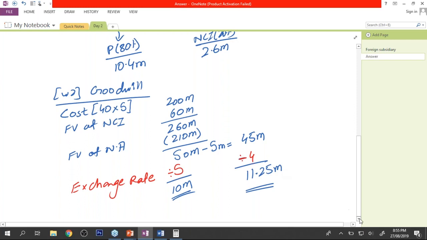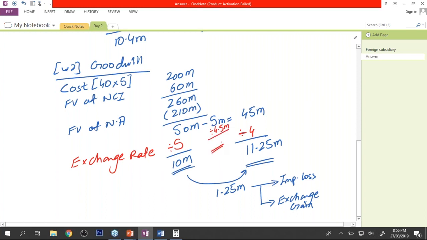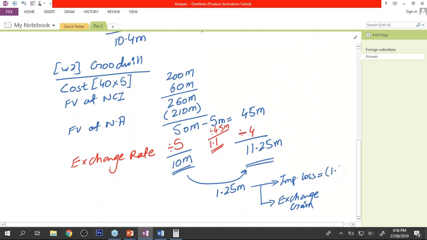So now we have got the value of the goodwill at both the dates, at acquisition and at the balance sheet date. This means that in total we have a gain of $1.25 million. But again, this gain includes two impacts. This has an impact of impairment loss, and this has an impact of the exchange gain. So if we want to calculate the breakup of the exchange gain and the impairment loss, we are going to divide the $5 million by the average rate to get the impact of the loss in P&L. So it's 1.1. Thank you, Siobhan. So 1.1 is the impairment loss, which is going to be a negative 1.1, because it's a loss.